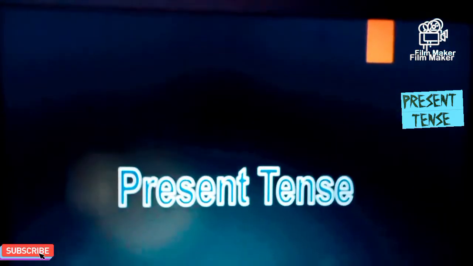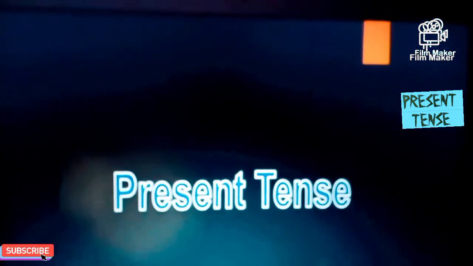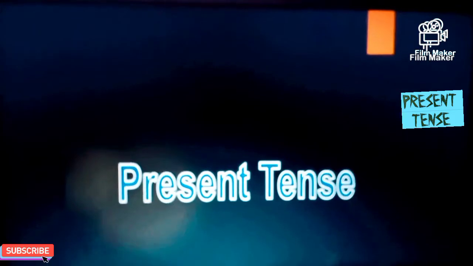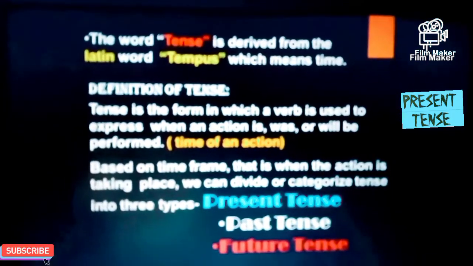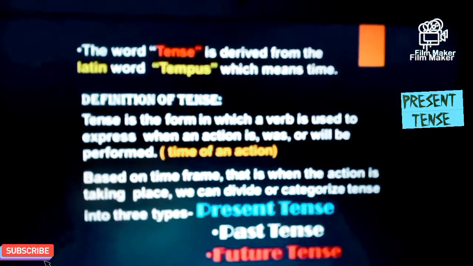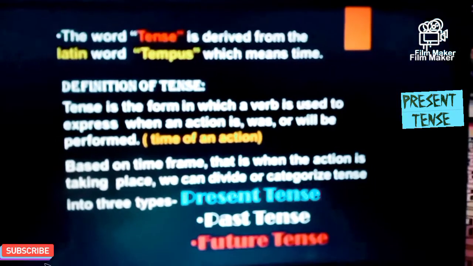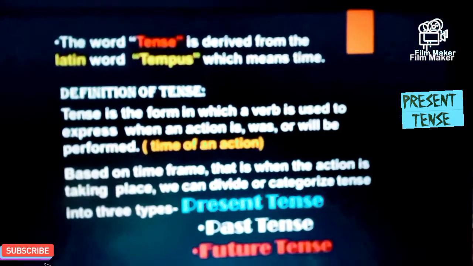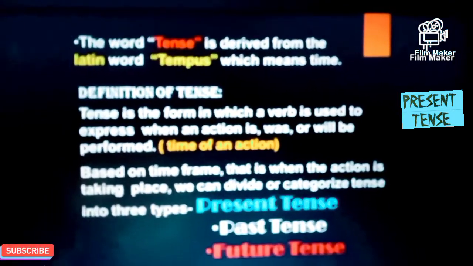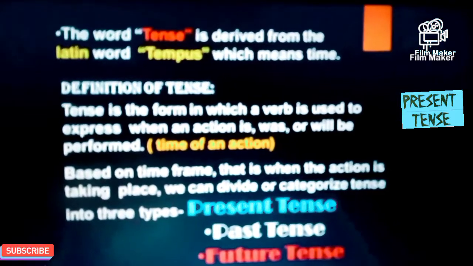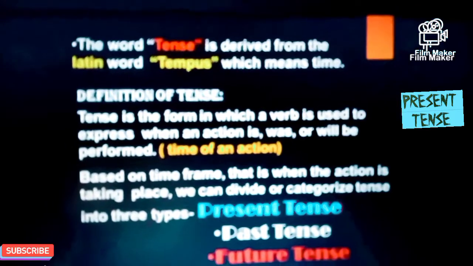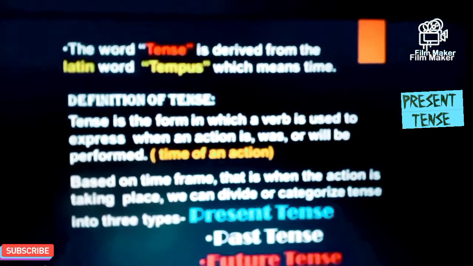Here, before beginning with the present tense, we shall take a look at what we mean by tenses. So it will give us a little sense regarding what tense is. Look at the word tense. It is derived from the Latin word tempus, which means time. Tenses are related to time.